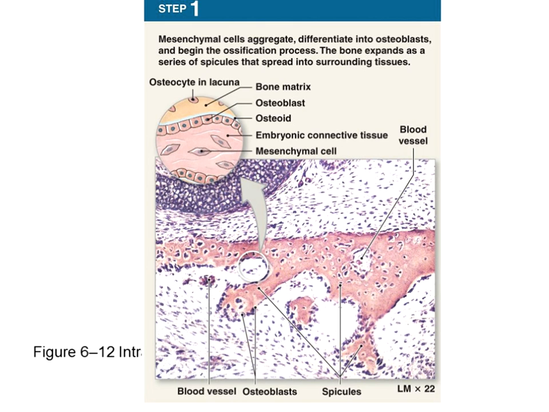So the first thing that happens is that those stem cells, those mesenchymal cells, are going to differentiate into osteoblasts, and they will accumulate in this area in order for the ossification process to begin. The bone begins to get larger as the spicules spread out from that surrounding tissue, and those spicules are eventually going to bind together in order to form the trabeculae.